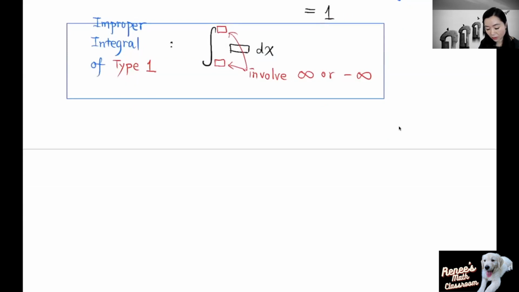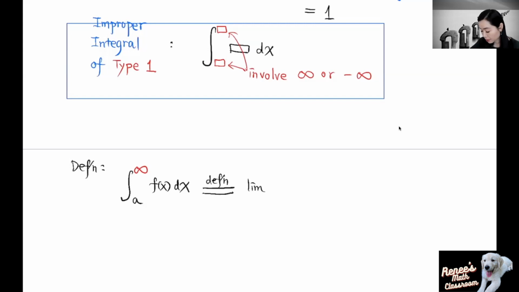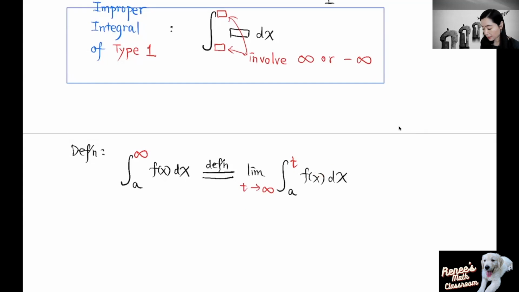Okay. So what happened over here? Now we have this definition. So for this integral, say the upper limit here is infinity, then we're going to define it this way. That is going to be the limit of this proper integral. We replace this infinity here by t, and then let t go to infinity, providing that this integral exists for every t greater than or equal to this a.